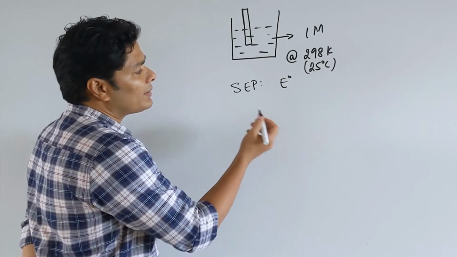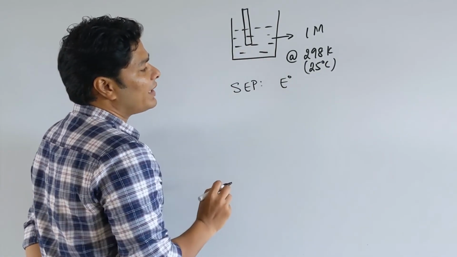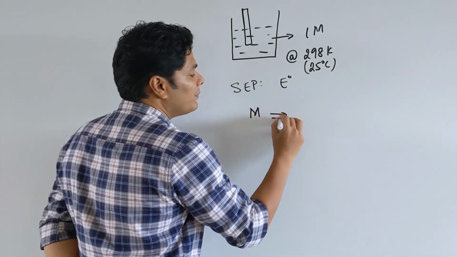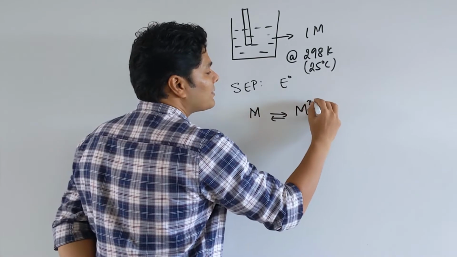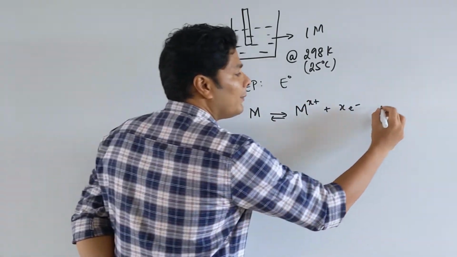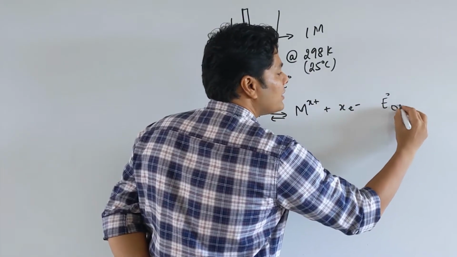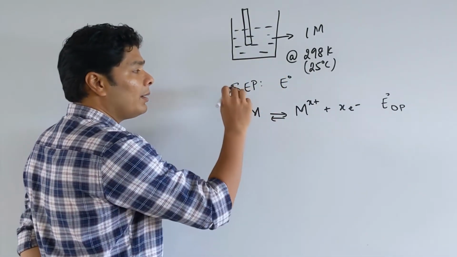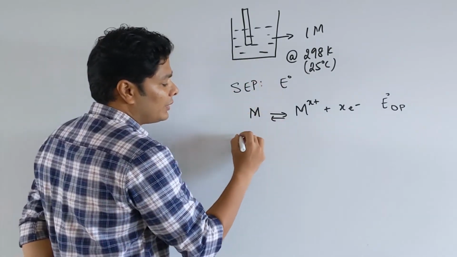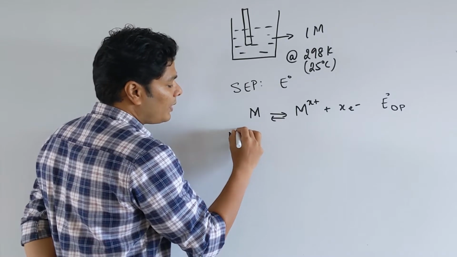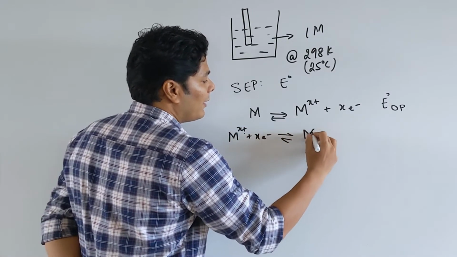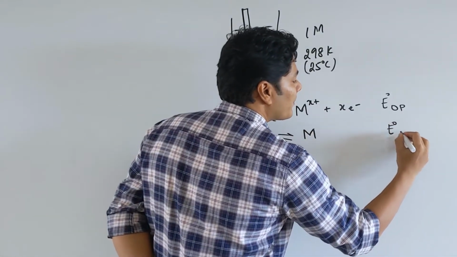represented by E naught. If the metal is negative compared to its aqueous solution, oxidation occurs. For example, M gives you M^x+ plus x electrons. So this is oxidation. So then the potential that you get is called oxidation potential, whereas if the metal is positive with respect to its solution, then reduction occurs. Let's say M^x+ plus x electrons gives you M. So in that case, this is reduction potential.